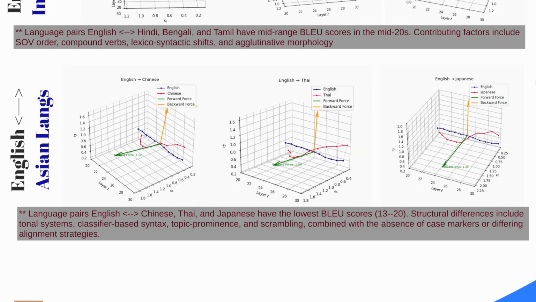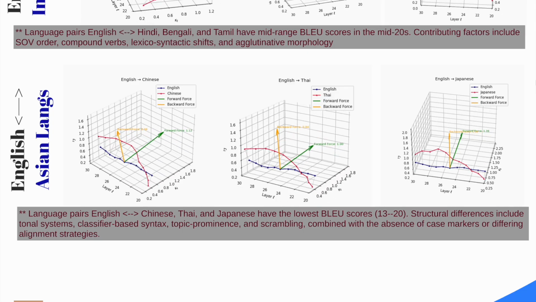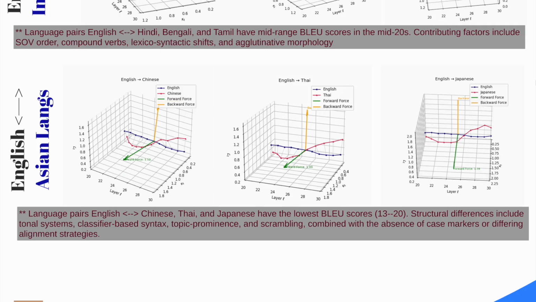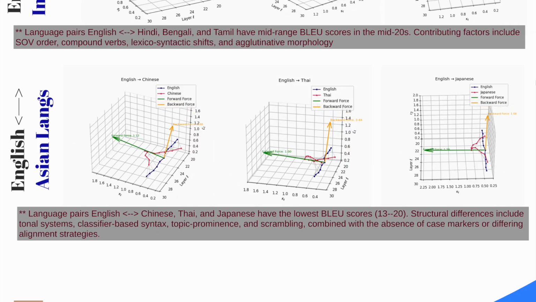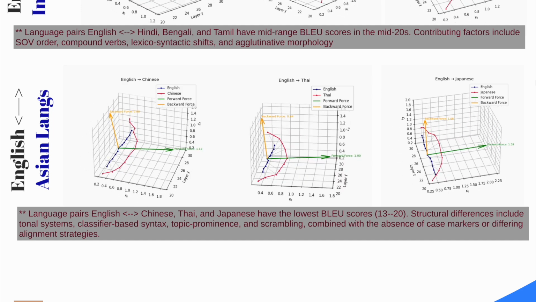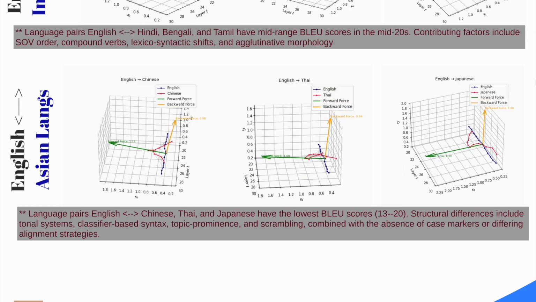What the plots show. Chinese, a strong forward push around the mid-late stack followed by a tall backward spike, persistent misalignment. Thai, a long high effort run with a late correction, structure is rebuilt late. Japanese, the strongest forces near layers 26 to 28 and the most twisted path, maximal reordering load.